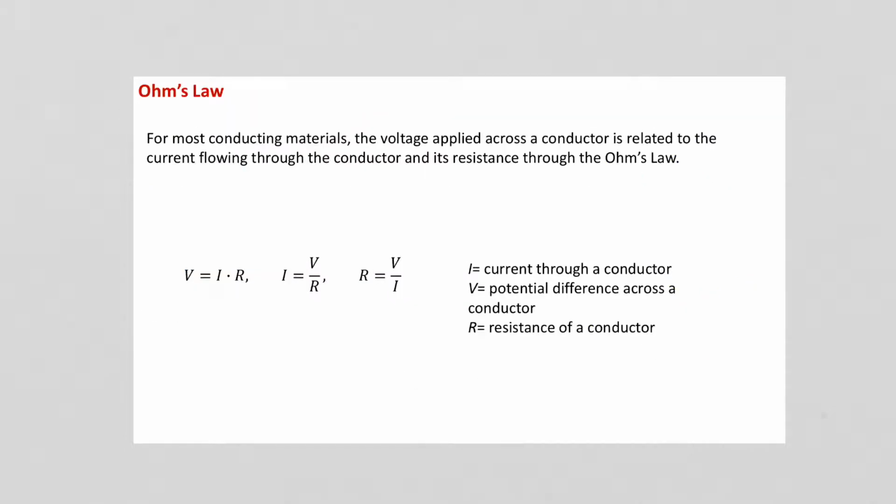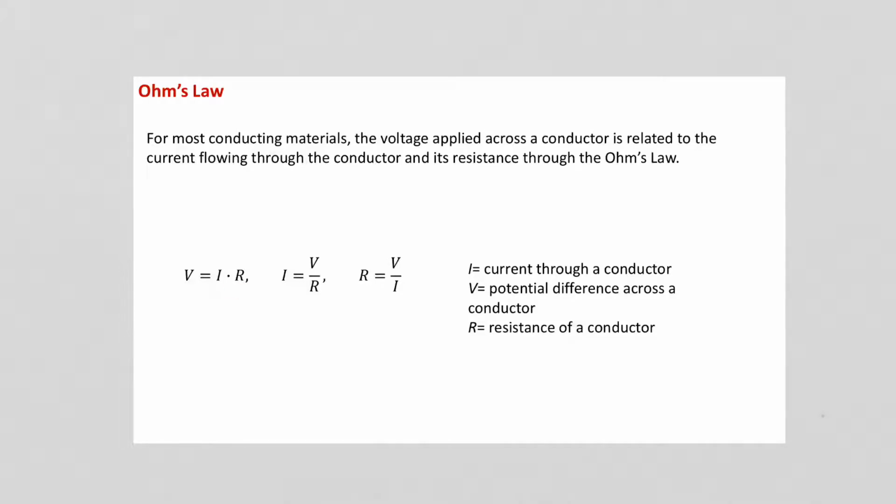The three quantities, potential difference, electric current, and resistance, are related through Ohm's law. So Ohm's law states that the potential difference in a conductor is equal to the current that passes through the conductor times the resistance of the conductor.